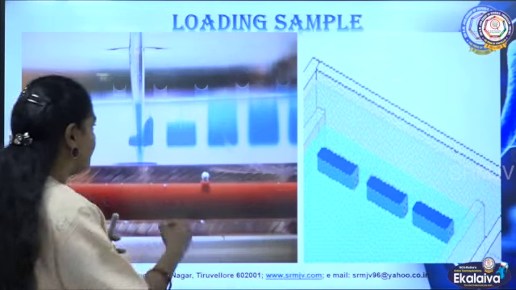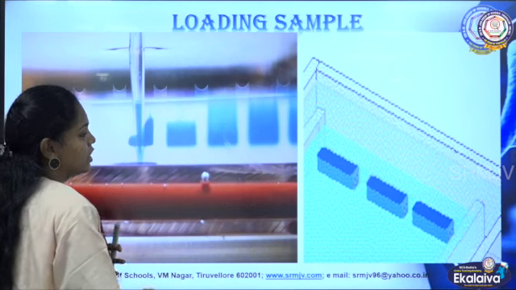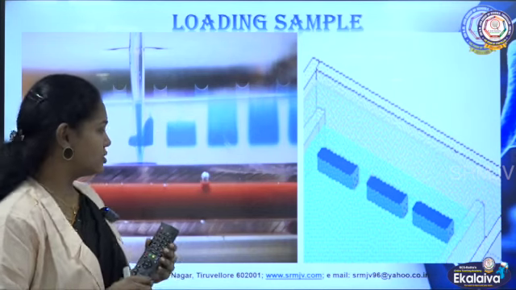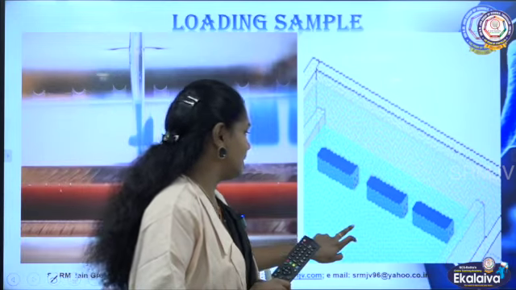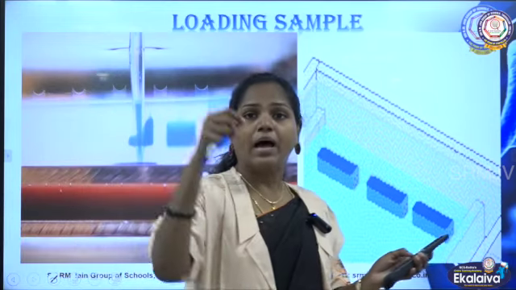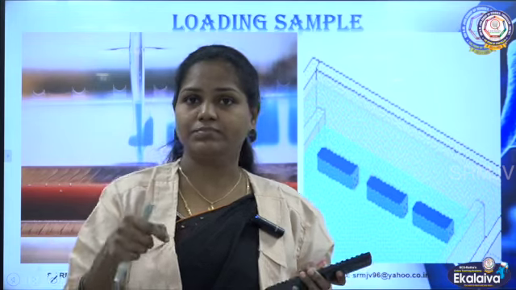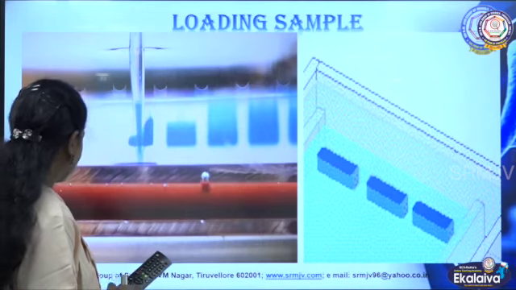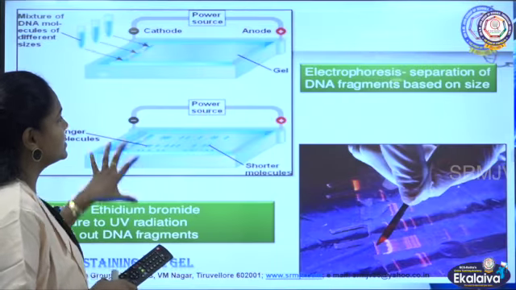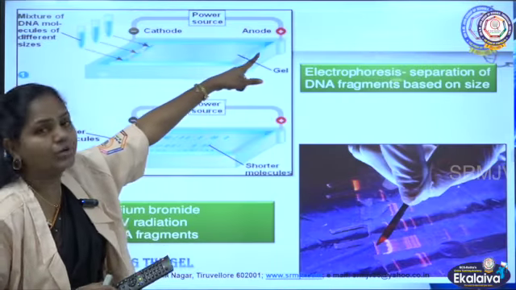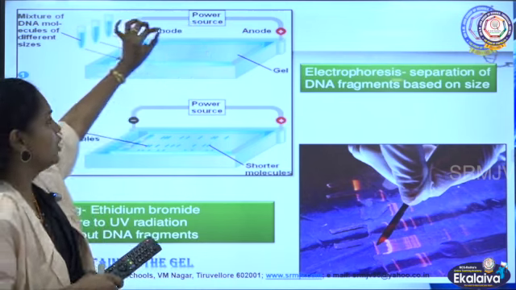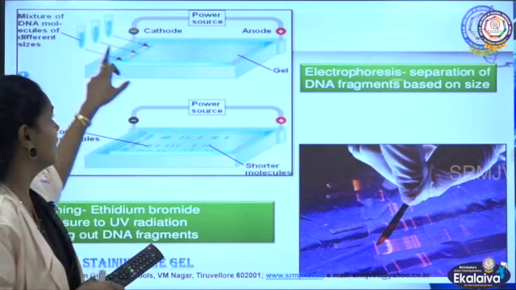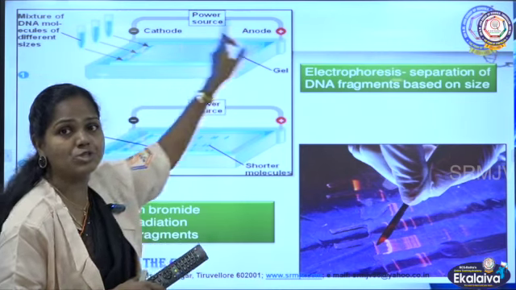So now the sample is added into the wells using this micropipette. Using this micropipette, it is added into the gel wells. Once you have added it, it is connected with our cathode and anode, and you switch on this electrophoretic unit. Once it is switched on, the current flows from cathode to anode.